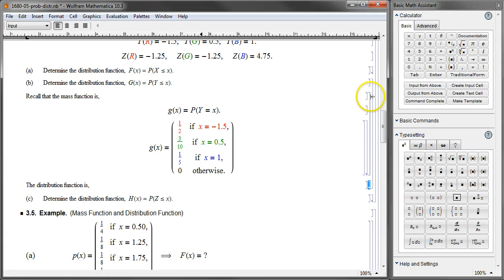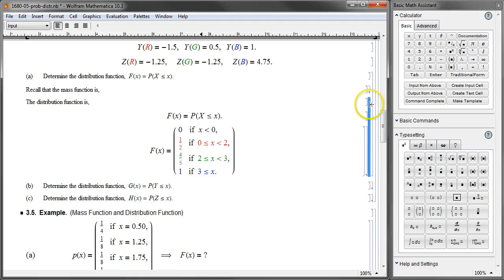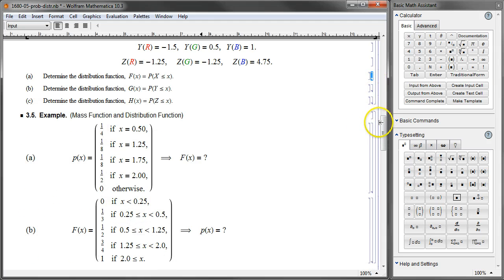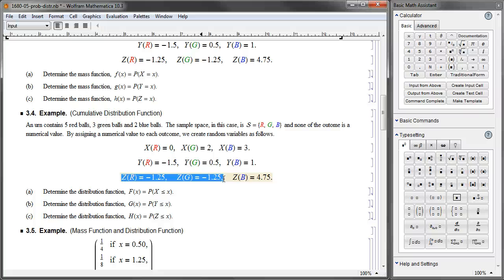Okay, I hope that is enough, but just in case, let's go over one more example. We have time. Let's consider the cumulative distribution function of the third case. We have two possible z values, right? -1.25. At that point, both red and green balls kick in. The probability will jump up 0.8. And then another 0.2, the blue ball will kick in at 4.75.